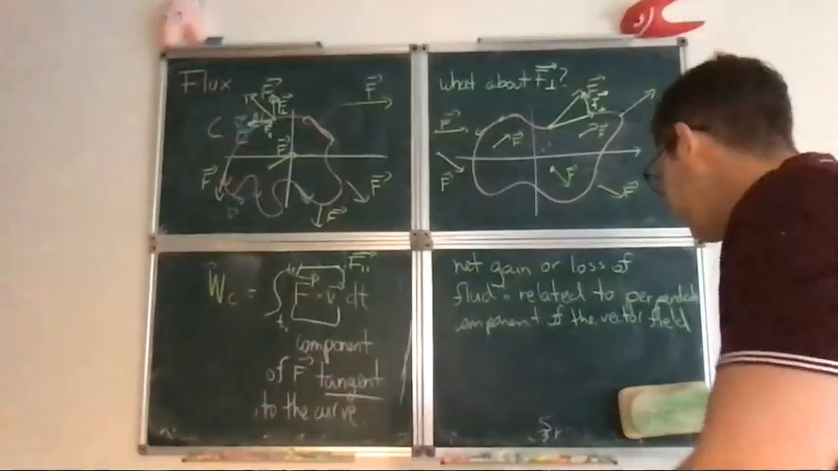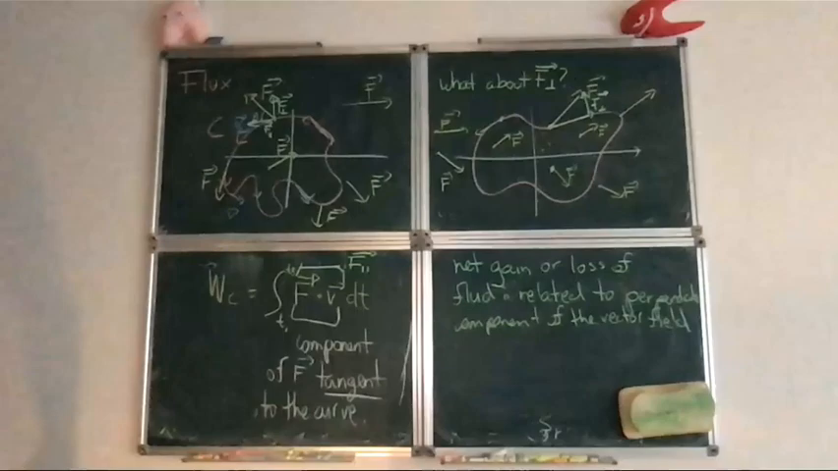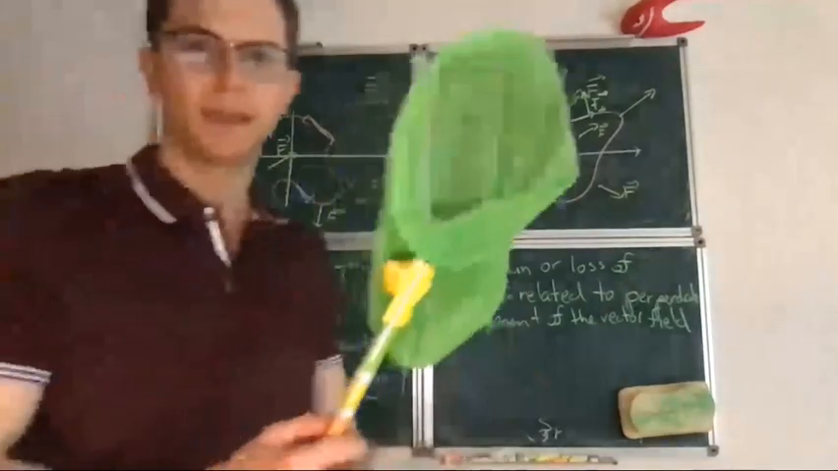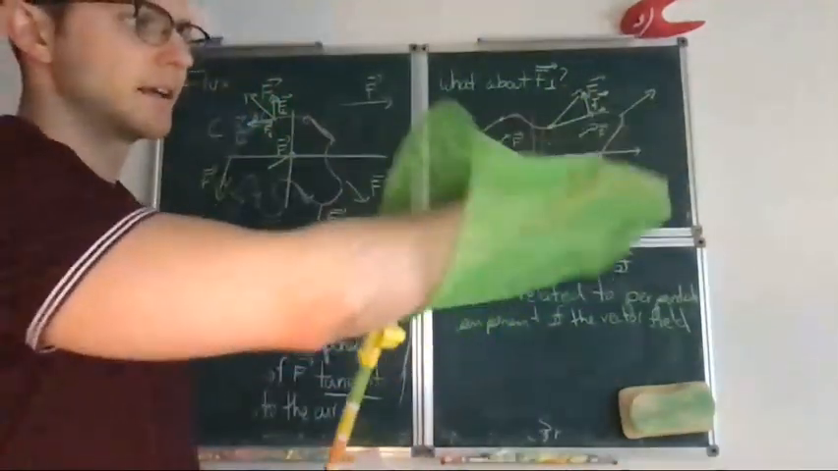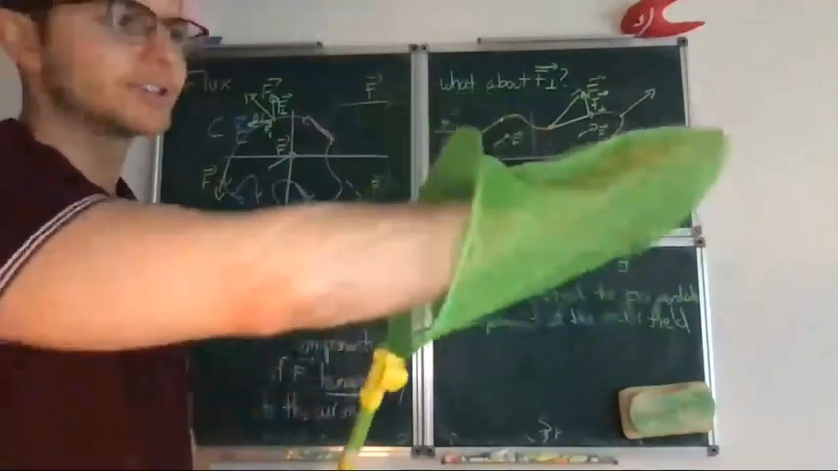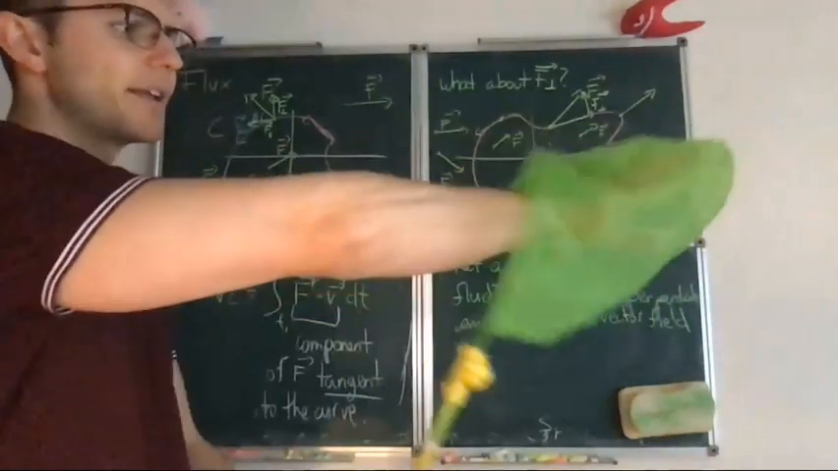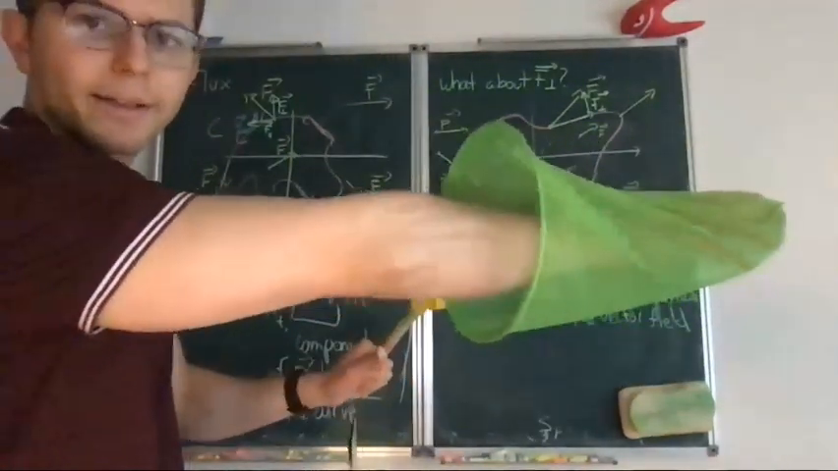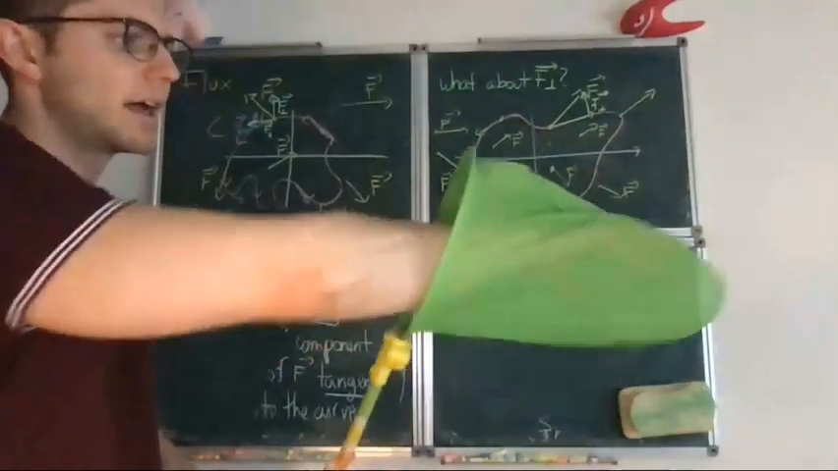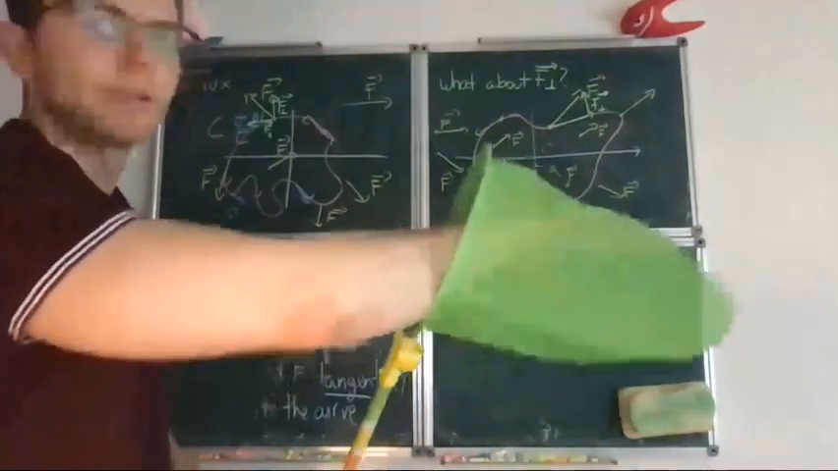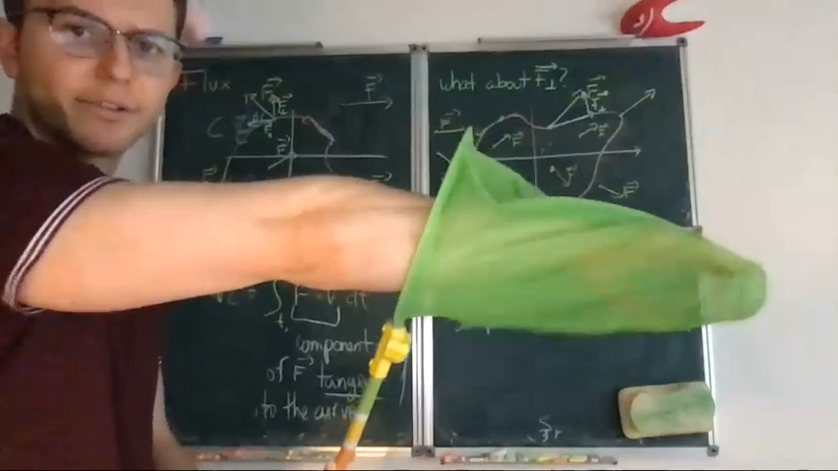And so more generally, what we could have is a surface. Let me show it again with my net. So now you could have a surface. It doesn't have to be closed. You just have some membrane in space. Imagine I place this on a river, right? And so you can ask what's going on with the particles of fluid through this surface.